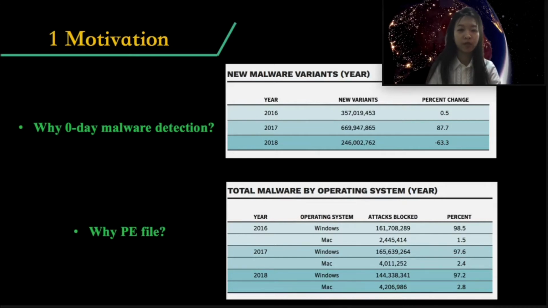Firstly, why I want to do this. This is Symantec's report published in February 2019. We can see that the number of new malware variants is still very high. By the way, zero-day malware means malware that is new, never existed before. And most of the attacks are on the Windows operating system. A PE file is a type of file which can be executed on Windows. So I chose PE files as my target for detection.